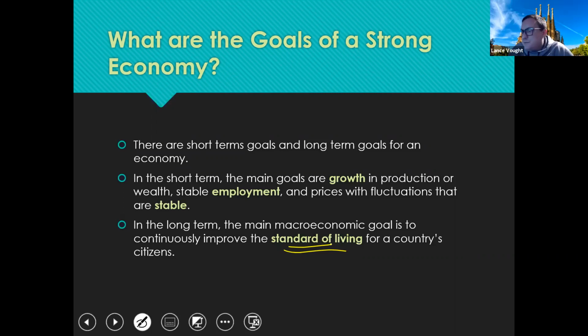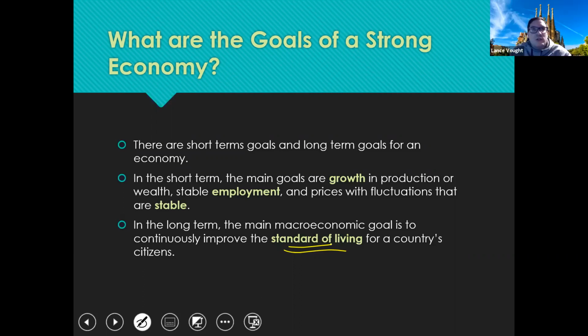But basically, what do we mean by standard of living? When we get to the long run growth economic lecture, standard of living is going to be measured in some semblance of GDP as a proportion of the population, or relative to the population. So what we're looking for in the short term is stability and growth. What we're looking for in the long term is improvements to our lives.